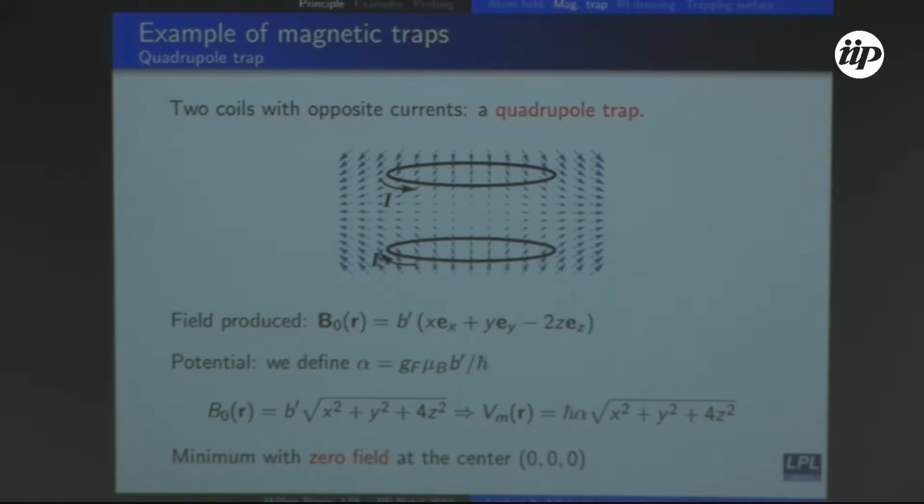So what will happen then? Exercise. So this is a form of the magnetic field. Now you say, okay, just add a constant magnetic field along Z. So what will happen? Don't look at this formula and add an offset of magnetic field with a direction along Z, for example.